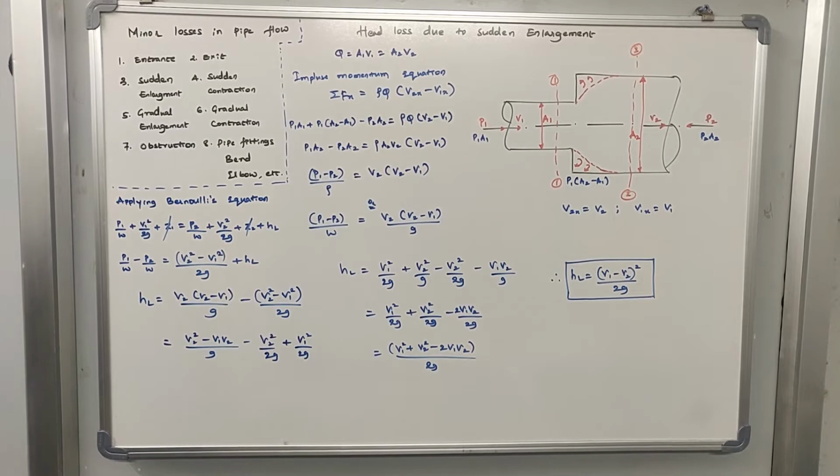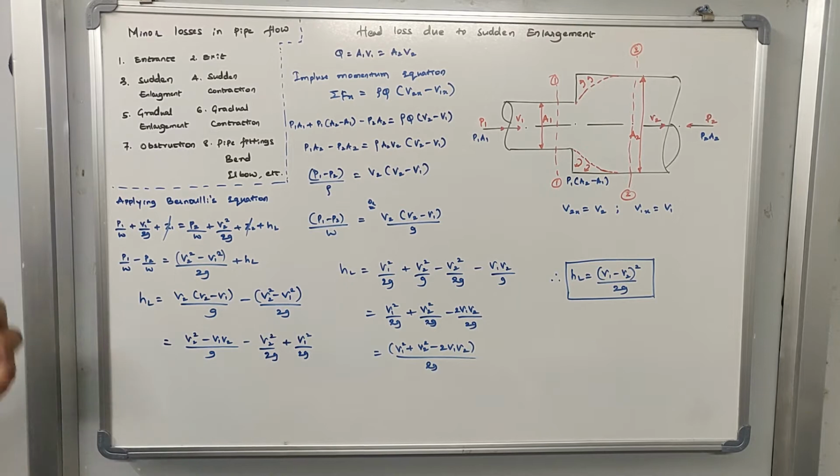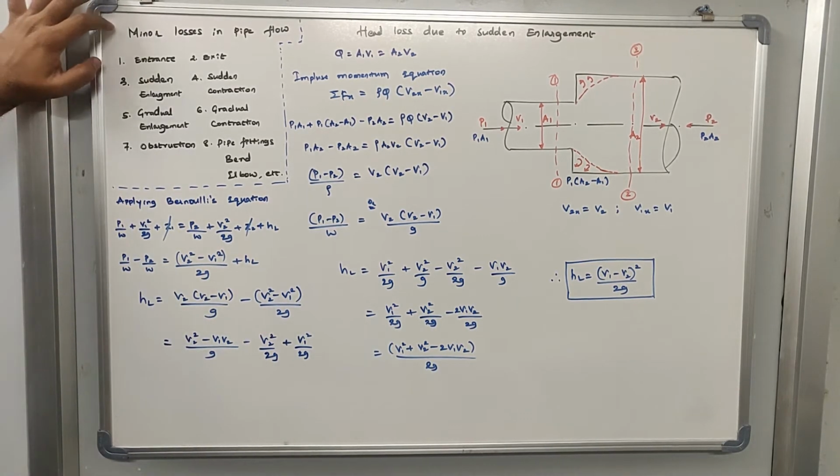So in the previous video we had discussed head loss due to friction, which is the major head loss. Now we are going to discuss the minor losses. In minor losses I am going to solve one of the derivations to calculate the head loss. So first let us look into what minor losses in a pipe are.